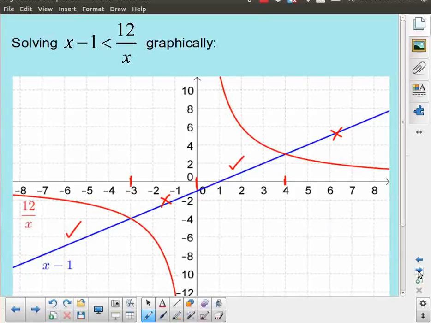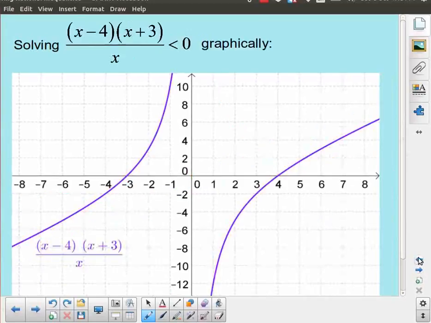The other thing to consider is that we moved everything over to the left side, so we actually solved this inequality graphically. I used technology to graph this, and what do you notice? Here is that dividing -3, so that's a key point. 0 is key because of the asymptote, and 4 is key. So all of those key values are still here.